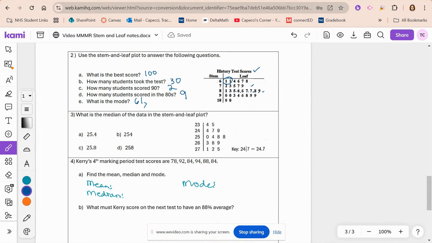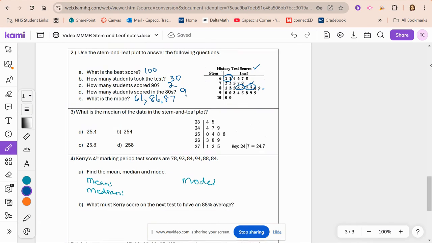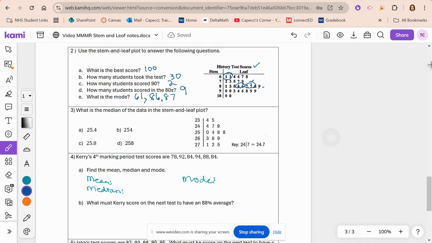In the 80s, I can see that there's 2 86s, there's 2 87s. So you have 86 and 87. In the 90s, I can see that there's 2 that got exactly 90, 2 that got 99. So I have 90 and I have 99. And then again, there's 2 in the hundreds. So in that case, there are a lot of modes.